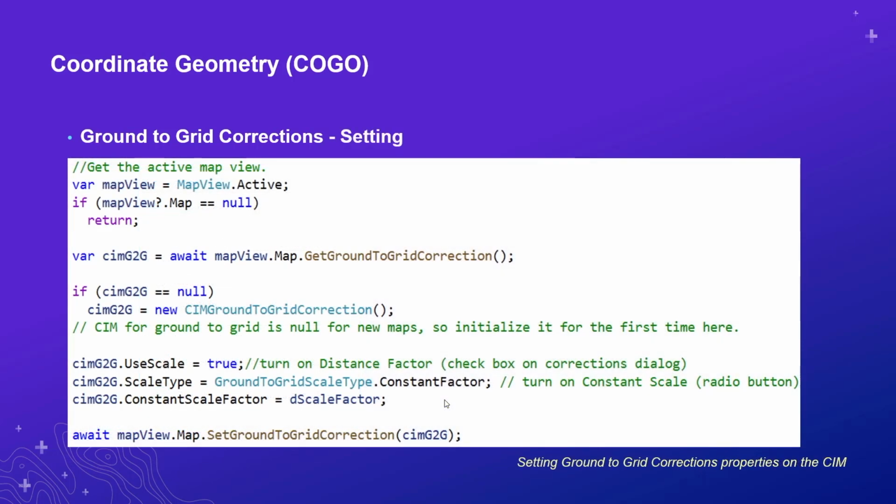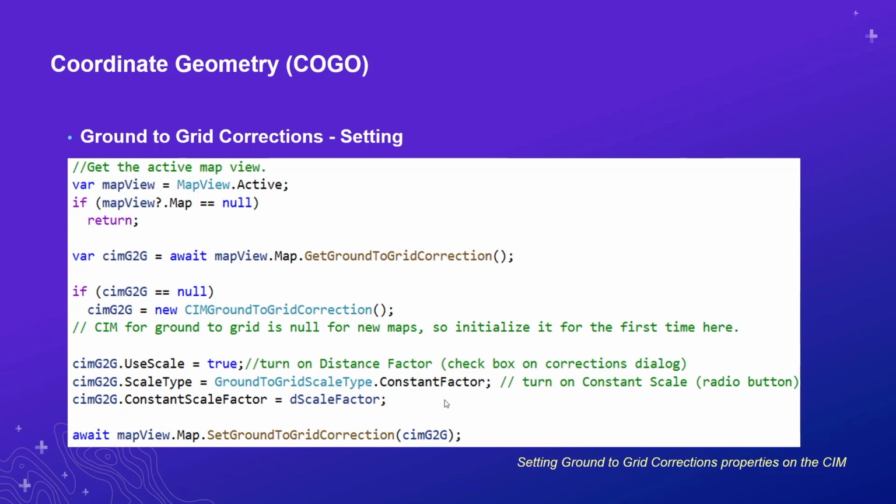Looking at this in code, you set your grounded grid via the map view through the sim properties, and you can get the grounded grid correction directly off the map, and then you get a sim object. In the case of a brand new map, as indicated in the comments here, you would need to initialize it for the first time, so if it's null, then you can create it.